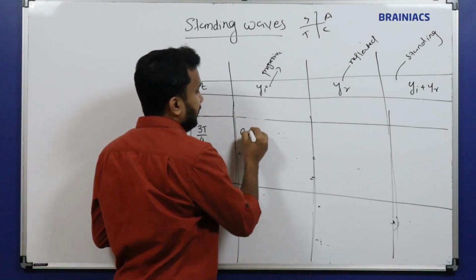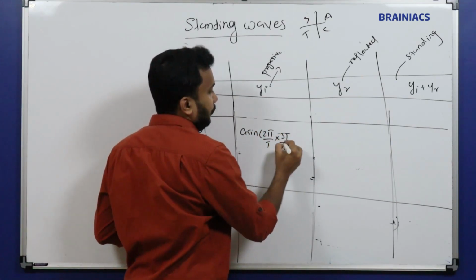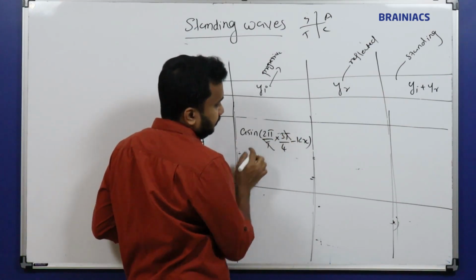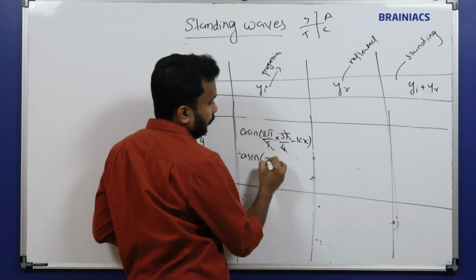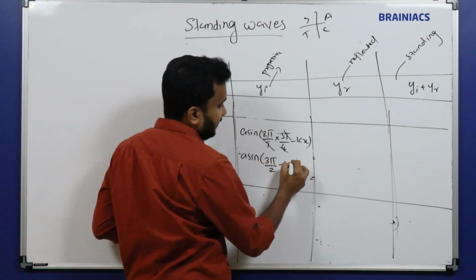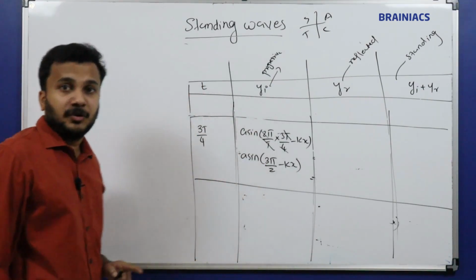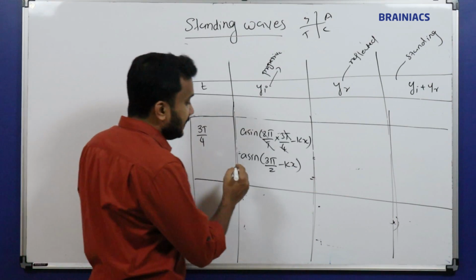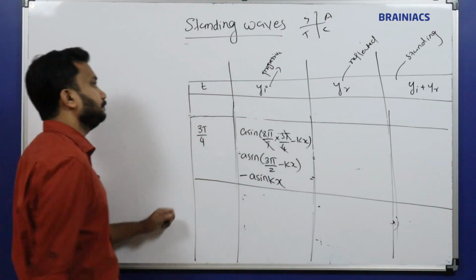So what will come? A sine of omega t, 2 pi by T into 3T by 4, minus kx. So T cancels, and we get a sine of 3 pi by 2 minus kx. 3 pi by 2 means 270 degrees. 270 minus theta means which quadrant will it go? It falls on the third quadrant. In the third quadrant it is negative, so minus a sin kx.